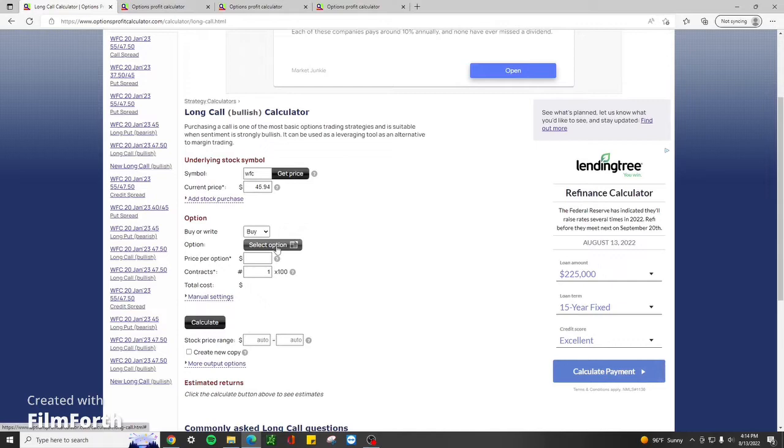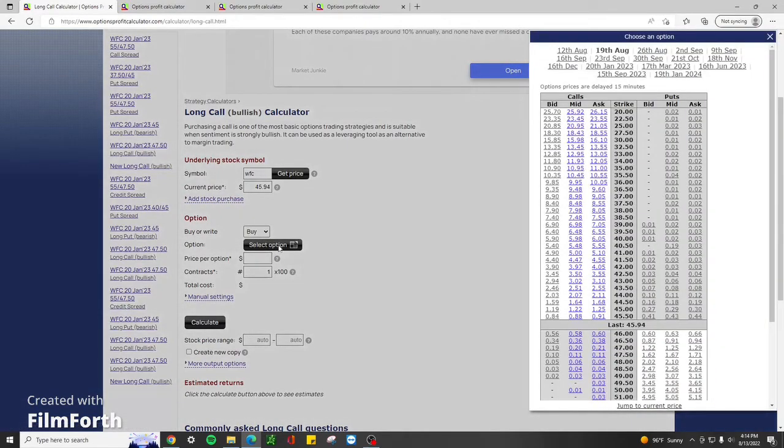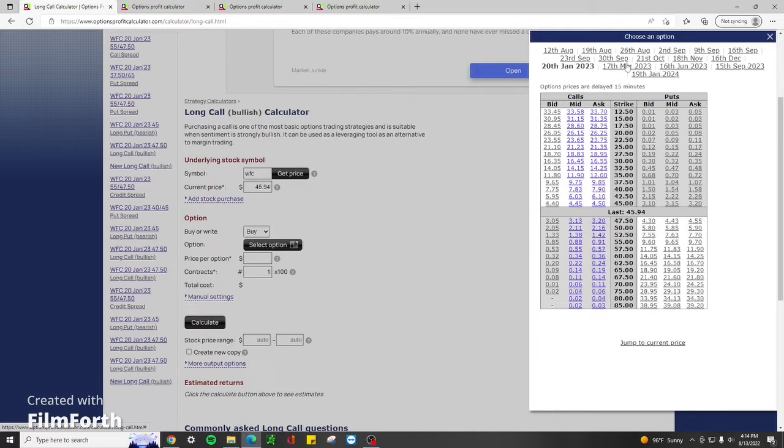Now, what you want to do is click on select option. You want to set this to buy and then select option. You will have a dialog box that's going to pop up on your right side that shows you the expiration dates up top, the calls on the left side, puts on the right side, and in the middle you have your strike prices. We want to look at the January 2023.